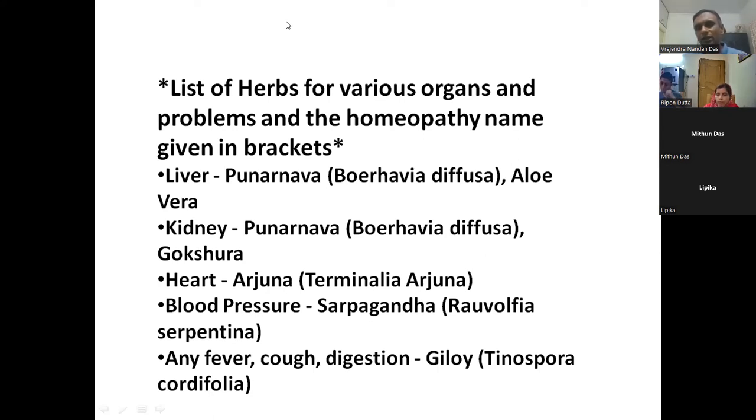Okay, so like that, now for blood pressure, sarpagandha is the herb. And for fever, cough and digestion, you have giloy. So for each of these, sarpagandha, giloy and all, I have written the homeopathic name also in the bracket.